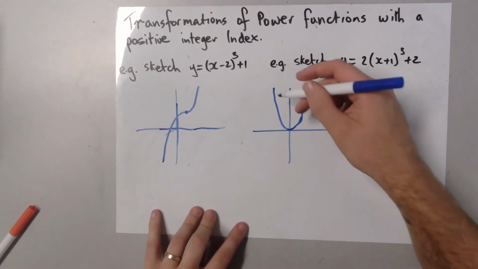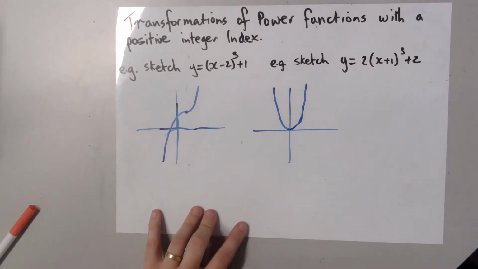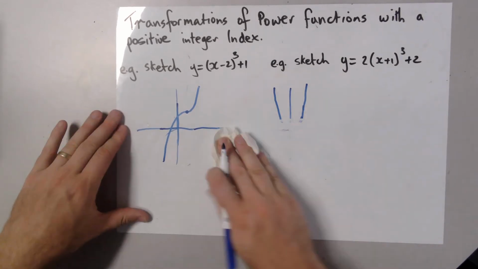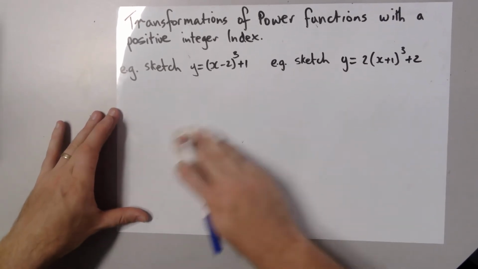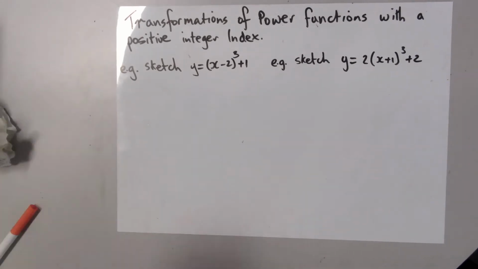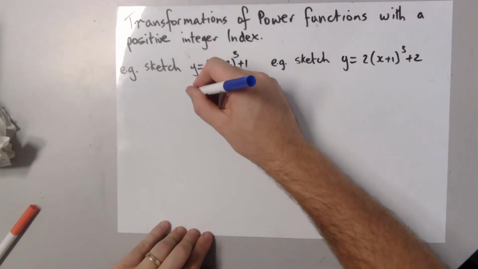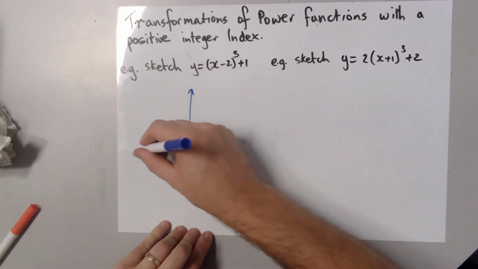For our even powers, our basic one looks like a quadratic. Remember, higher powers just flatten the bottom of this curve. But we also have a point where our gradient is 0 at our turning point. So it's just that important point, as I call it, that we need to track when we're doing these transformations.